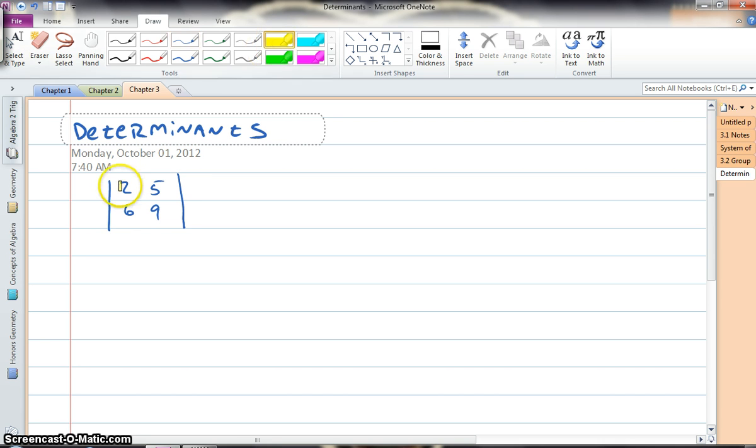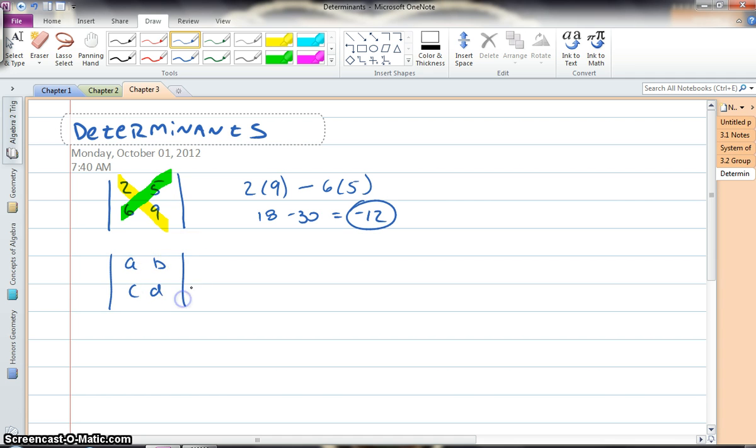So what we do is we take 2 times 9 and we subtract 6 times 5. So we get 18 minus 30, which is negative 12. That is the determinant value for that matrix. So the general case is stated as: A, B, C, D. So it's A times D minus B times C.